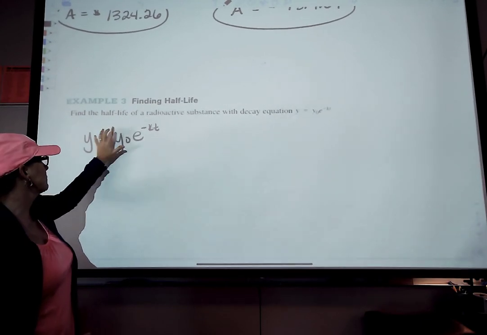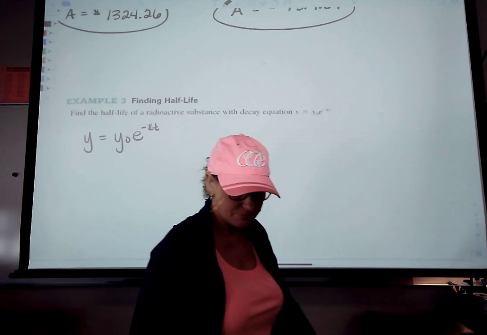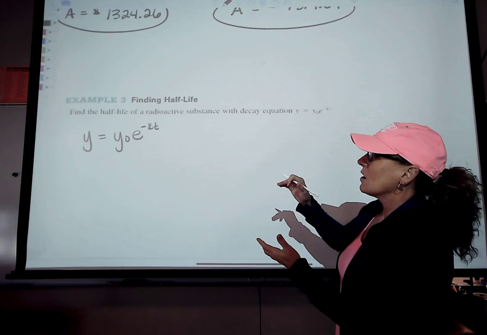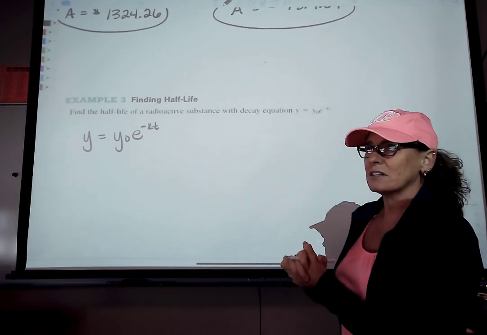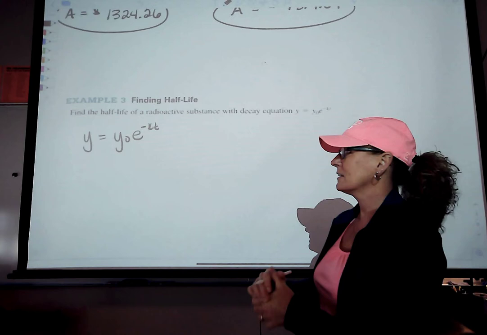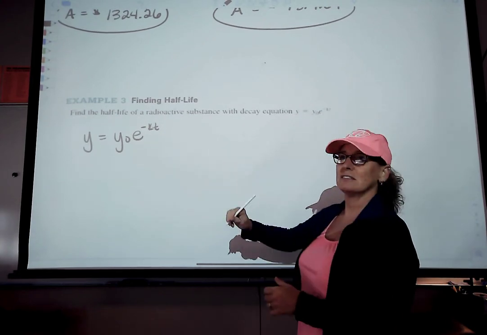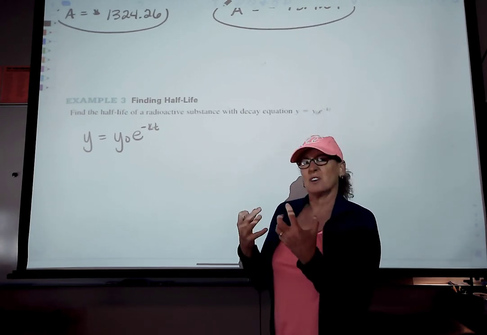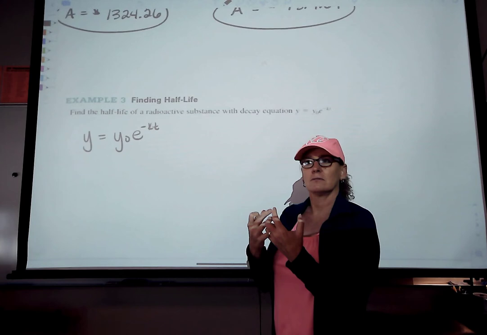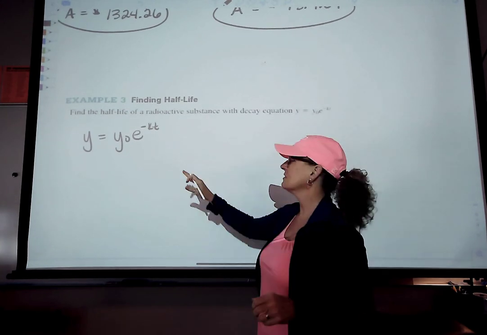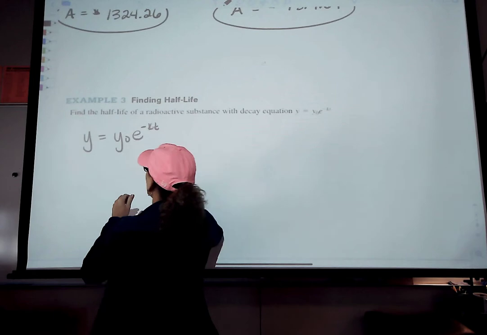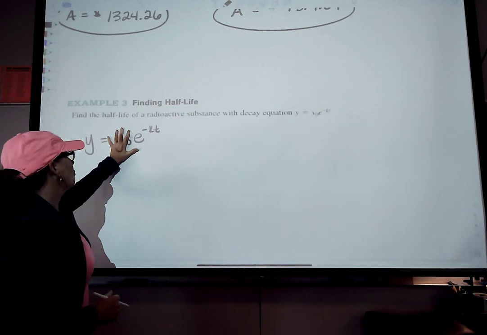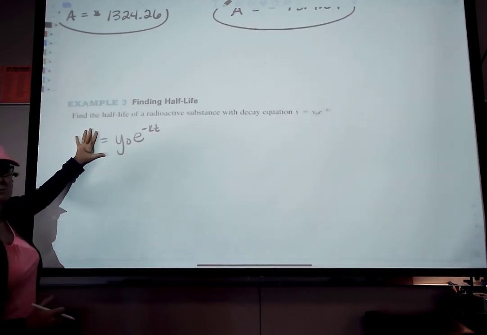So y sub 0, initial amount, ending amount. Find the half-life. What a half-life means is how long it takes, t, for this substance to eat away at itself so that only half of it is left. How long does it take so that whatever amount we started with, after that many years pass, we end up with only half of the original amount?